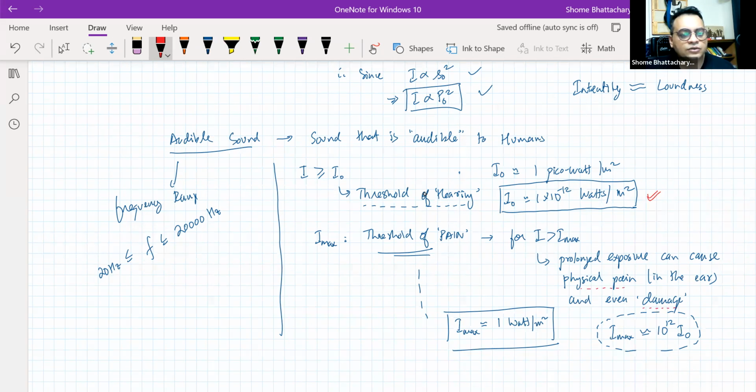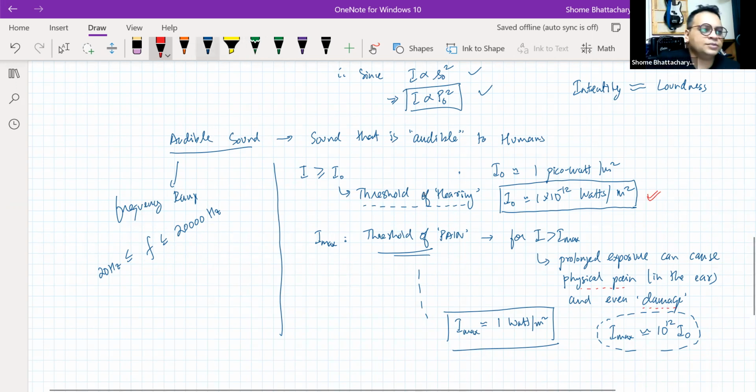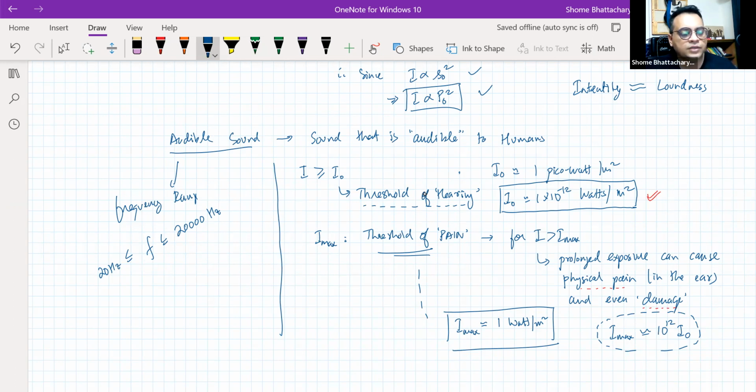You don't want to hear sound continuously which is of more than this. That is why factory workers or people who work in airports, etc., have to wear ear protection equipment, because prolonged exposure to loud sounds, which are more than this threshold of pain, will definitely cause them not only pain, but eventual permanent damage to hearing also. Okay. So these are two other things that you should know. You can just note down the values if required, but nothing more here. It's like general knowledge.